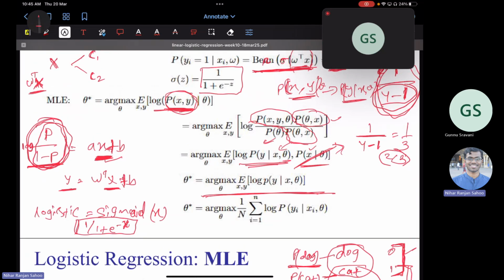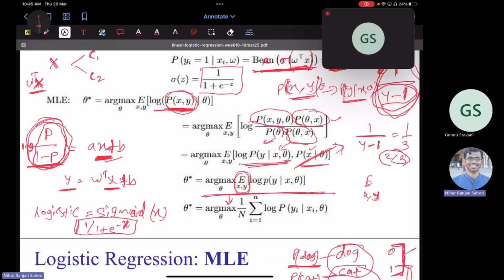One more thing: why are we able to convert this expectation over the x-y data into a summation of those IID values divided by the number of instances? How are we able to do it? The expectation is computed over the true distribution of xy.